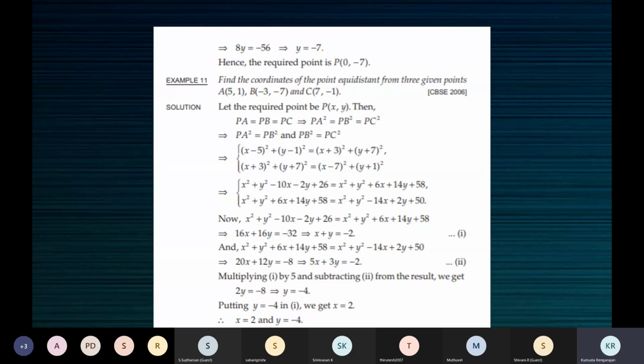First, have you written PA square is equal to PB square? Yes, ma'am. Okay, below that, what have you written? How did you expand PA square? Ma'am, x minus 5 square y minus 1 square equal to x plus 3 square plus y plus 7 square. Okay, now after that, what have you written? X square minus 10. X square minus 10 y square minus 1 equal to x square plus 9 plus y square plus 1.